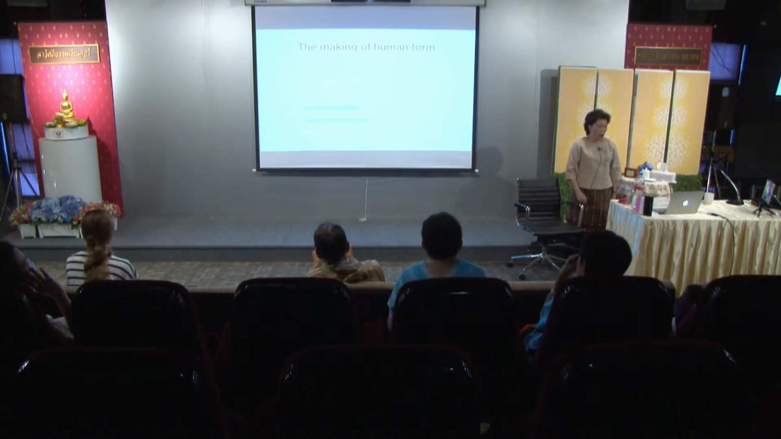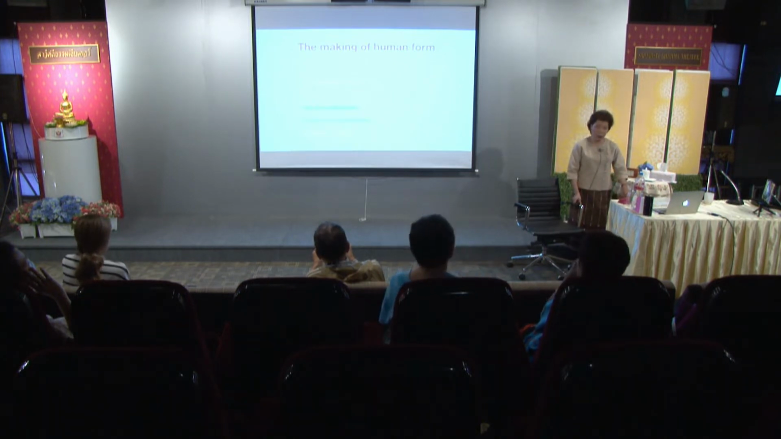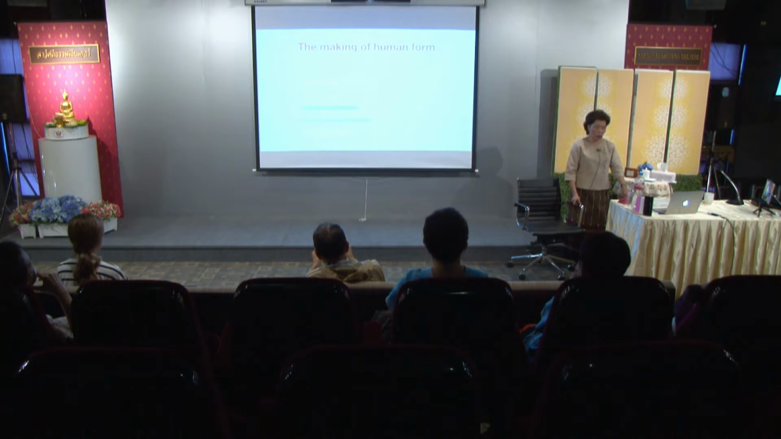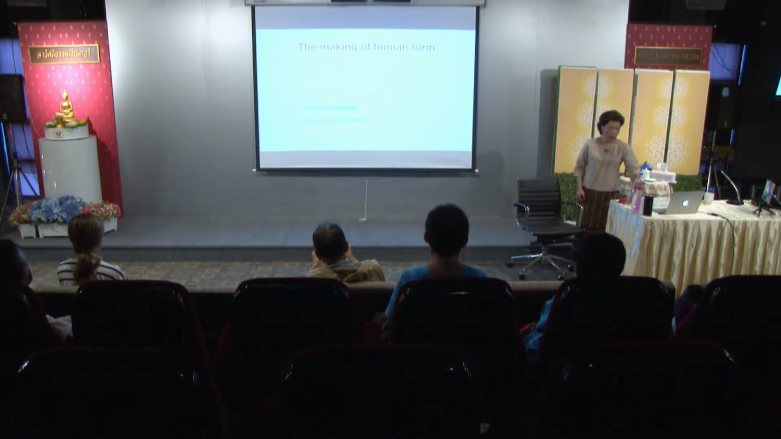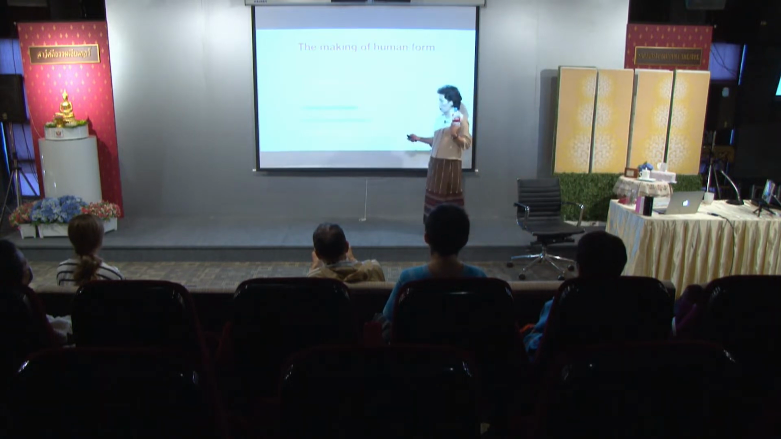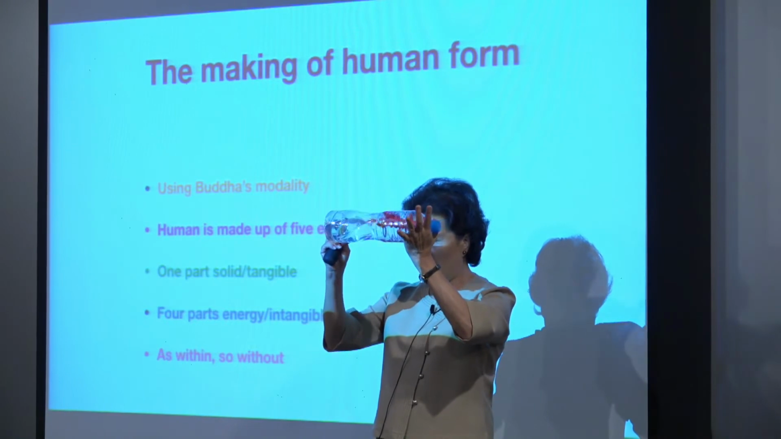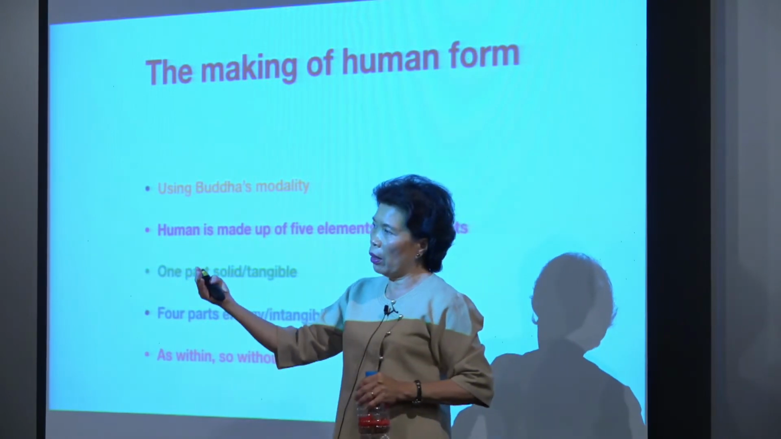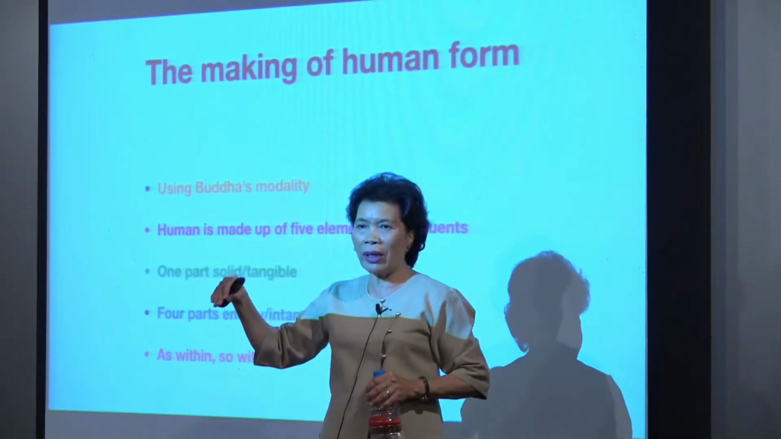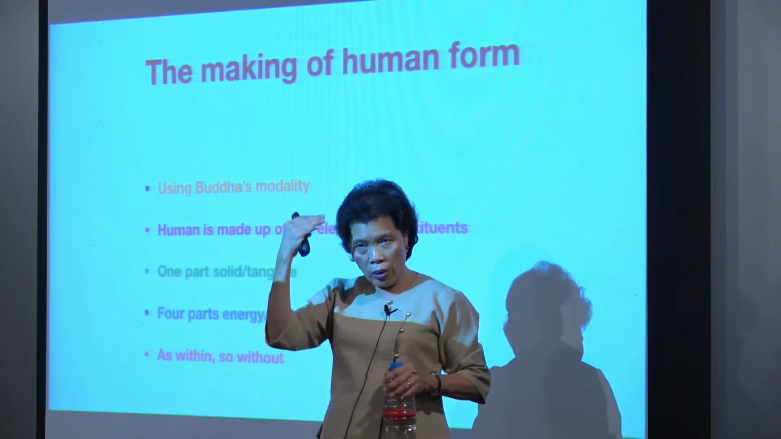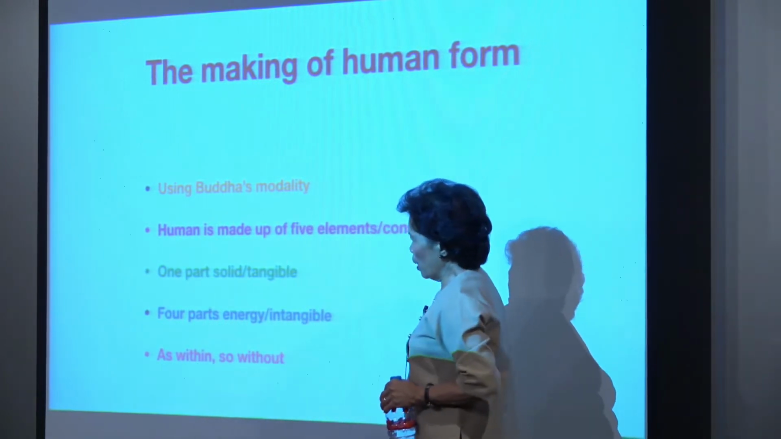And so, the human life form is made up of 5 elements, or 5 constituents, or 5 components. One part is solid and tangible. The other 4 parts are energy, intangible, okay? So what I'm going to do is, as within, so without, which means that once you can understand how the inner components work, you'll be able to understand how the world operates. Because the world is the manifestation, okay, of your headquarter. The headquarter is your mind consciousness, okay? So as within, so without.